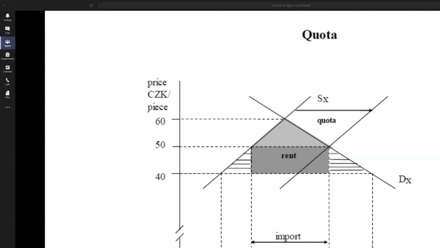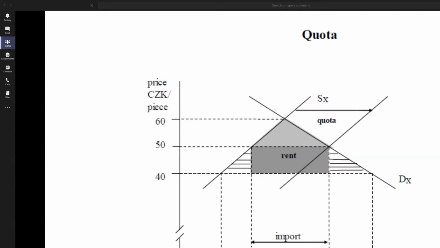So what's happening now? This is the quota. 500 is the quota. This is the shift of this line, by 500. You can see the quota here. So the quota is 500.